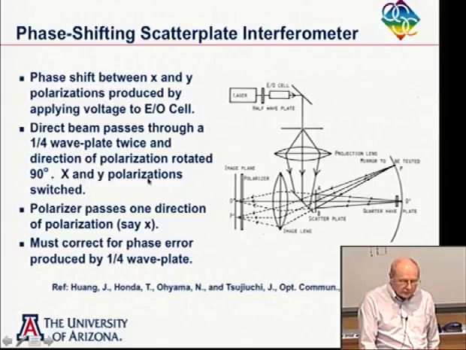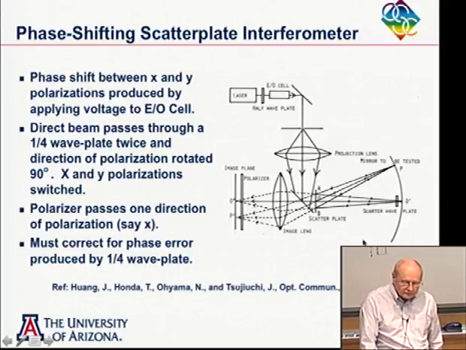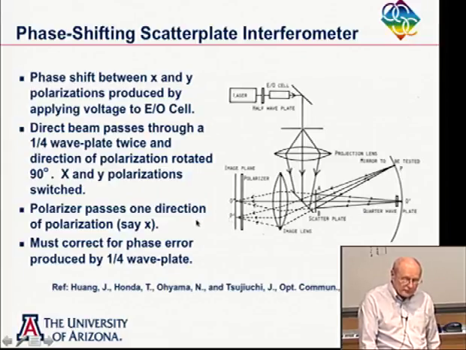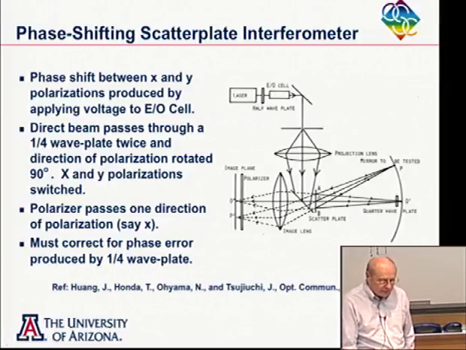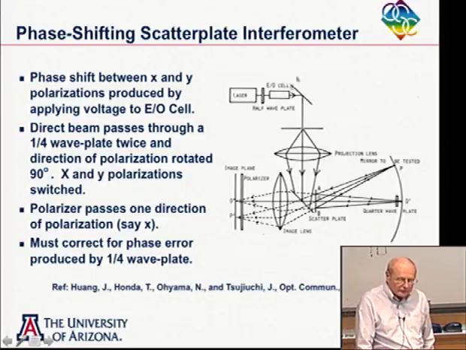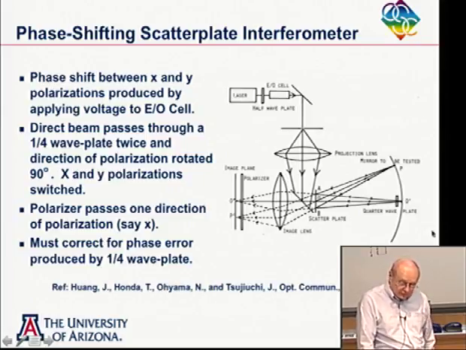And so the X and Y components are switched. And now I put a polarizer out here that picks either the X or the Y. Let's say that X is what I'm saying here. And I can introduce then a phase difference between the direct scattered and the scattered direct simply by applying a voltage to this EO cell. Okay? So this works pretty well. You have to put in a quarter wave plate here, and I guess you get a little phase error due to the light going through the quarter wave plate, but we can compensate for that.